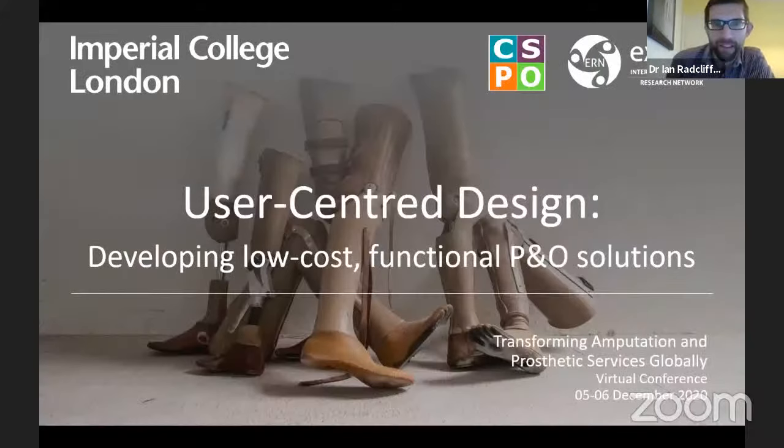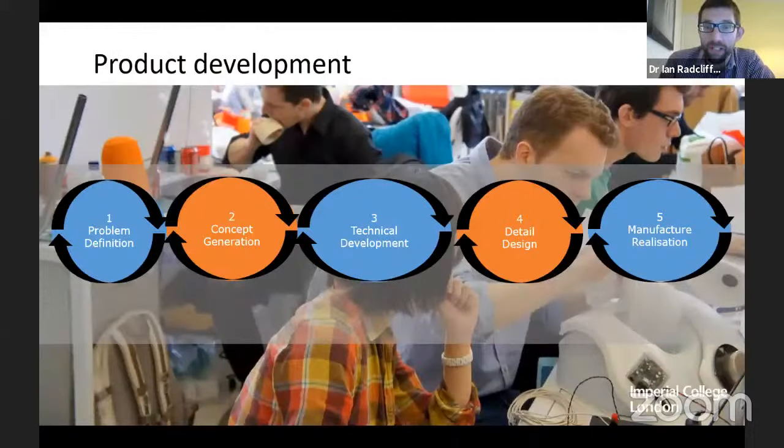Thank you very much, and hopefully now you can see my screen. So today I'm going to be talking to you about user-centered design, and this is the design process that we've been using to develop some of the projects that Giovanni is going to be talking about later in the session. So I guess the first thing I need to begin with is to introduce to you the process of user-centered design.